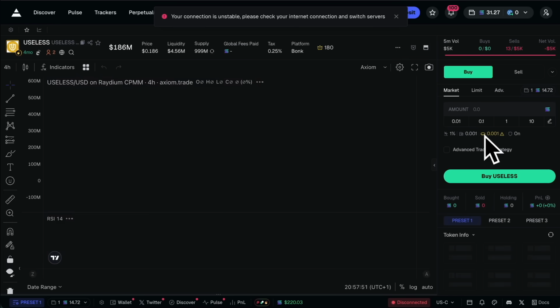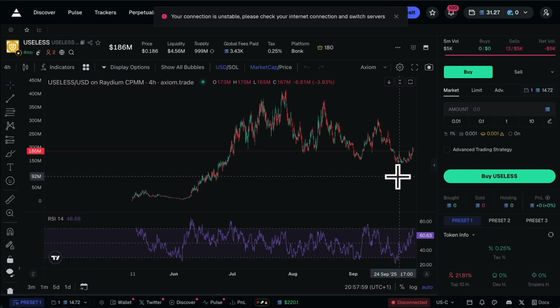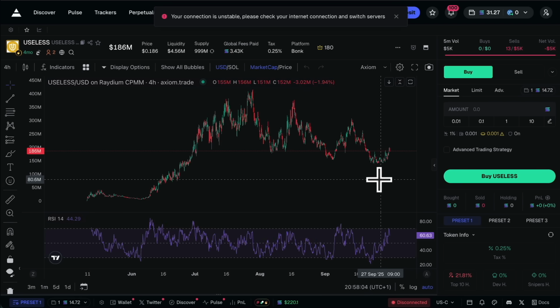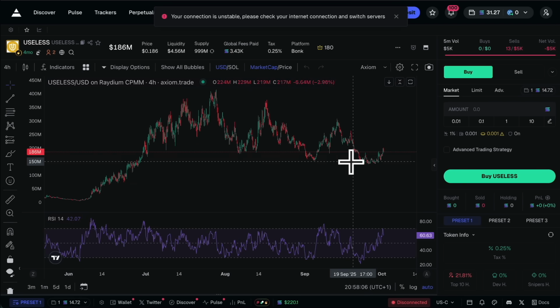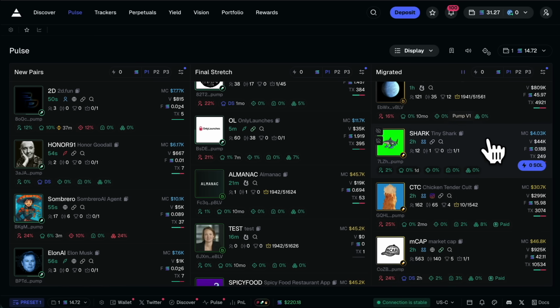So for example, Useless is a much older coin. If we zoom right out here, you can see it's been doing literally nothing, just going sideways for months now. These are not good coins to trade, because you end up getting stuck holding positions here, but more on that in another video. But basically these longer term coins, the strategies are completely different.